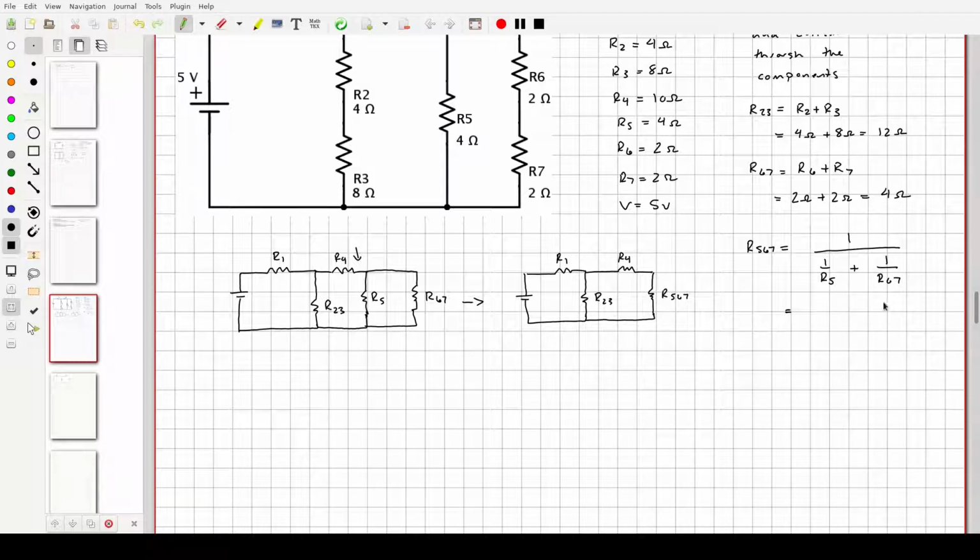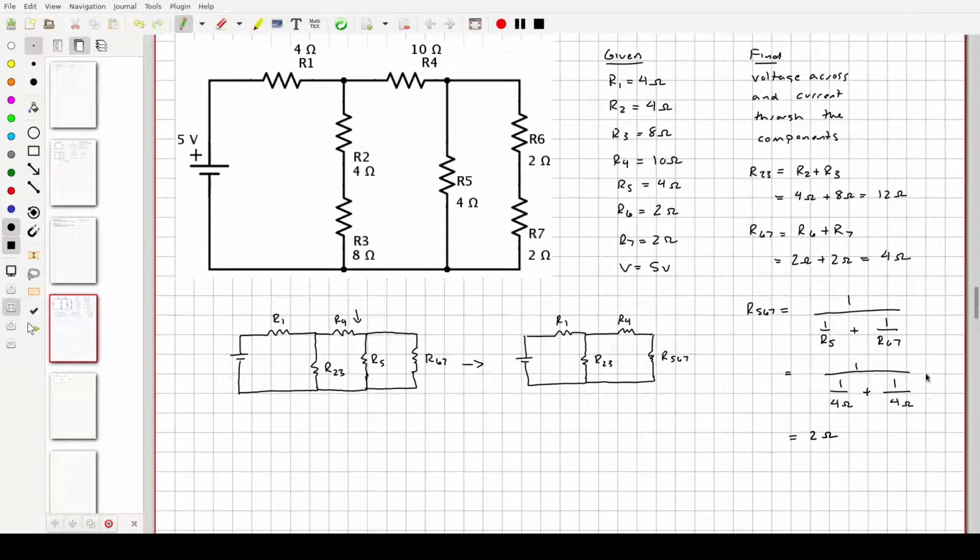So if you plug the numbers in there, R5 is 4 ohms. R67 we found to be 4 ohms. So this would be 2/4 ohms, or 1/2 in the bottom, and when it flips up to the top, you get 2 ohms.